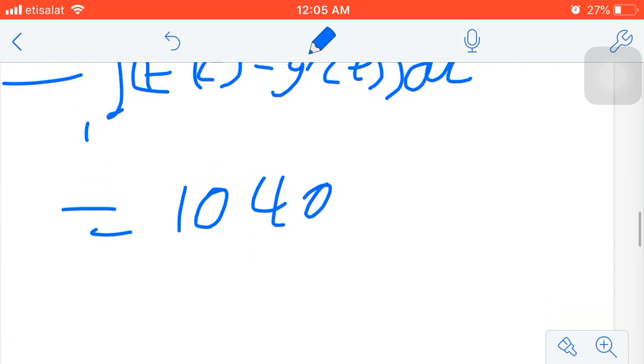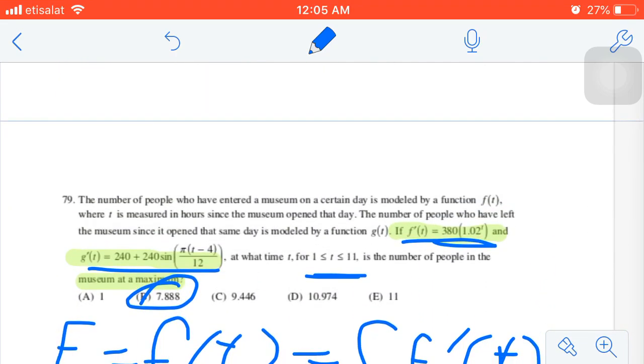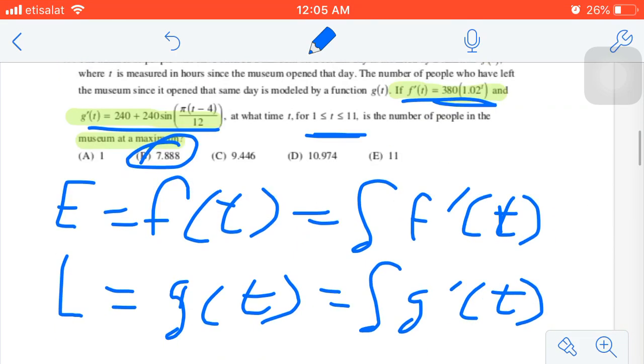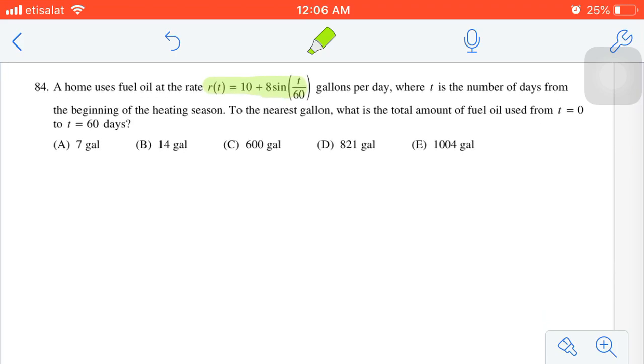Okay, so the conclusion of this question is the maximum number of people in the museum is 1040 at time 7.88. The next question is question number 84. It says a home uses fuel oil at the rate R equals 10 plus 8 sine t over 60 gallons per day, where t is the number of days from the beginning of the heating season to the nearest gallon. What is the total amount of fuel used from T0 to T60?